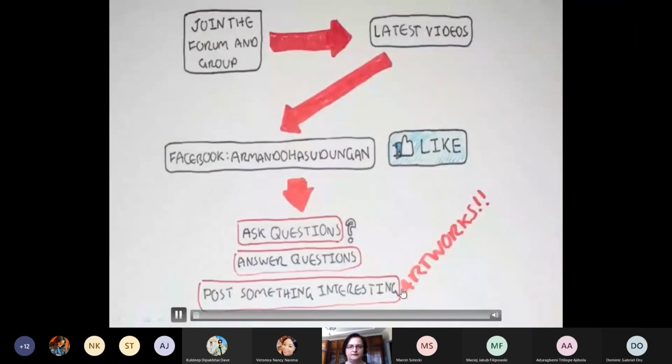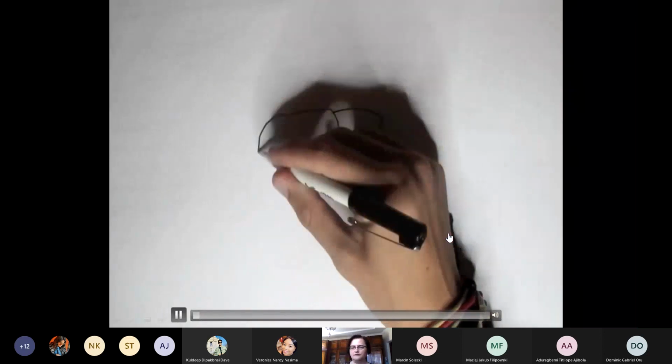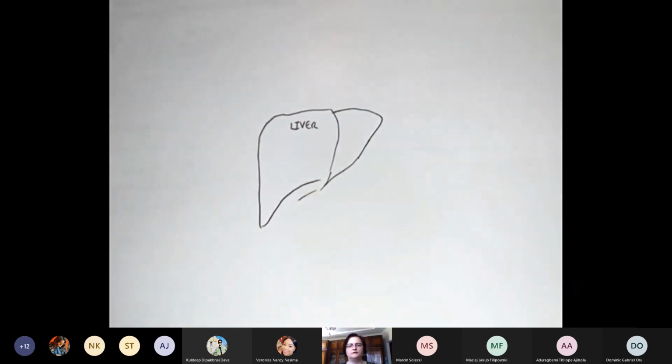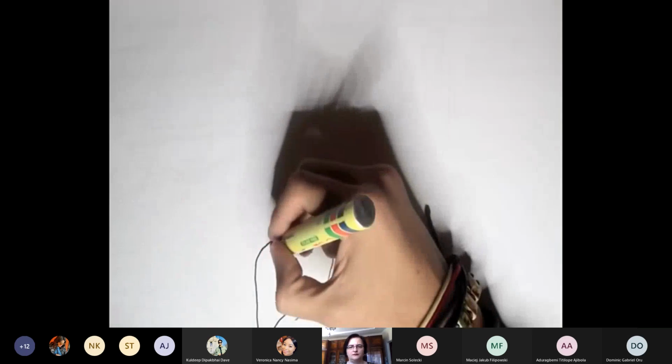Amino acids. Functions of the liver, liver physiology. The liver has many, many functions. Let's look at them one by one. First of all, it can synthesize amino acids.